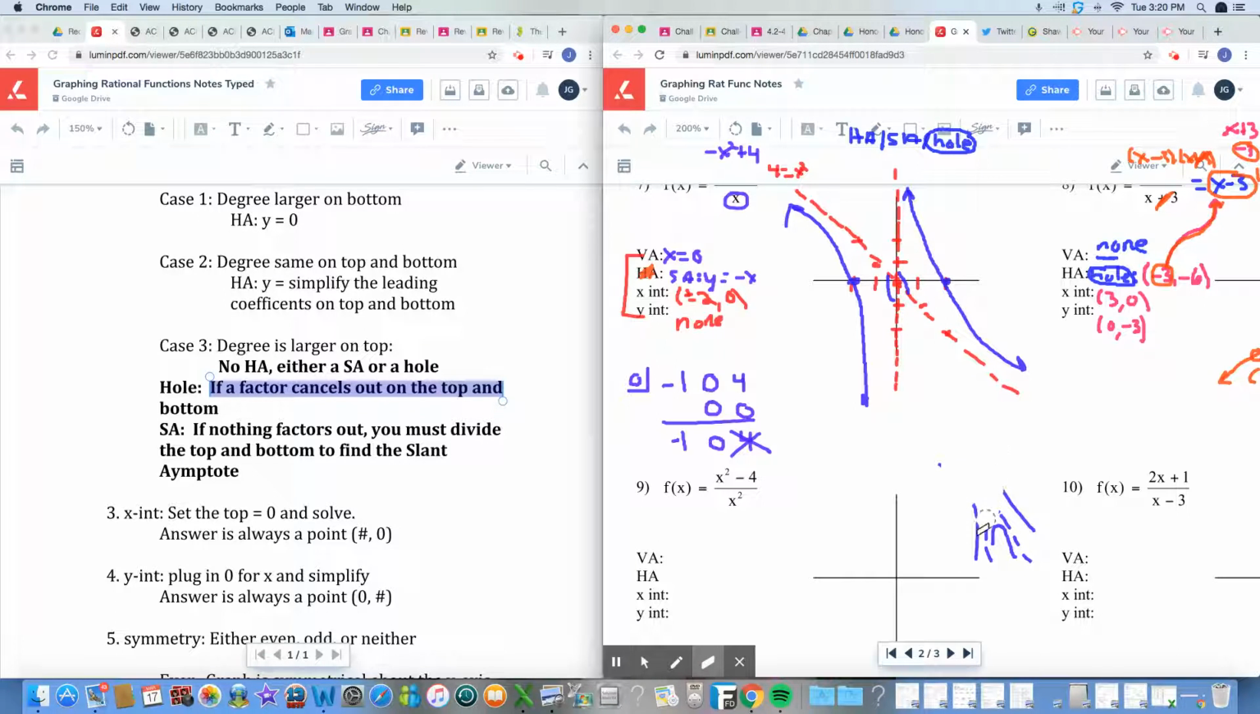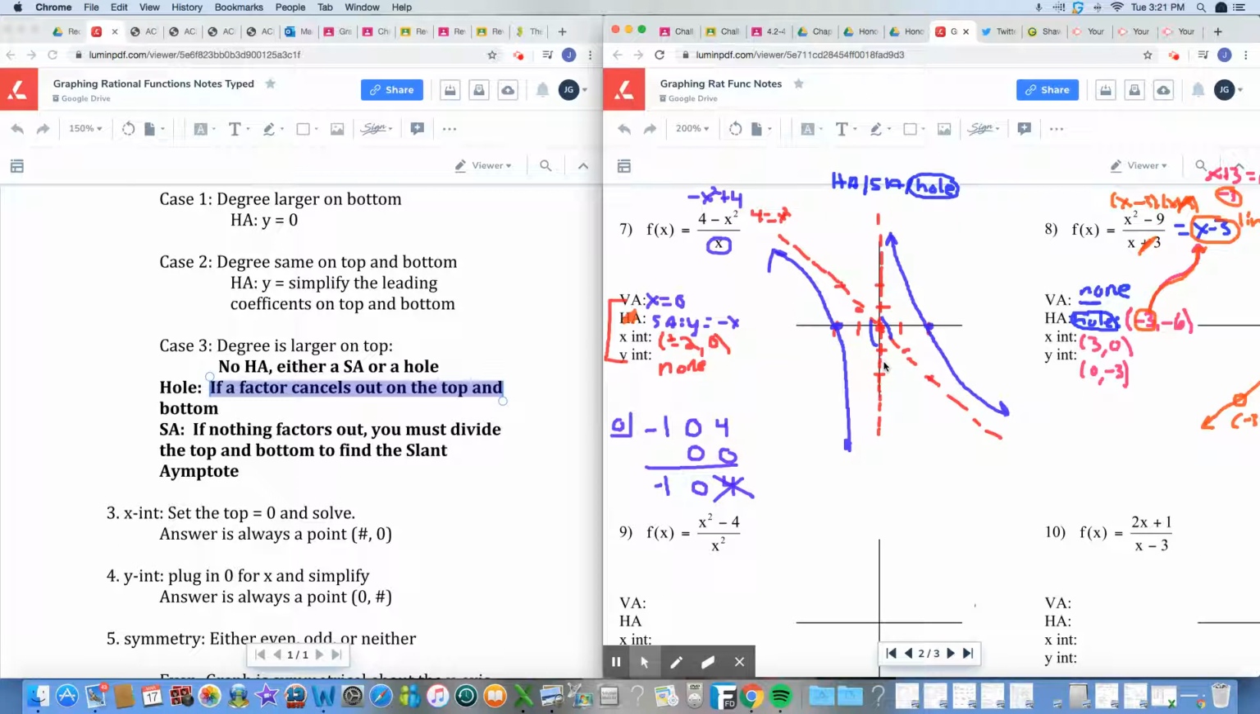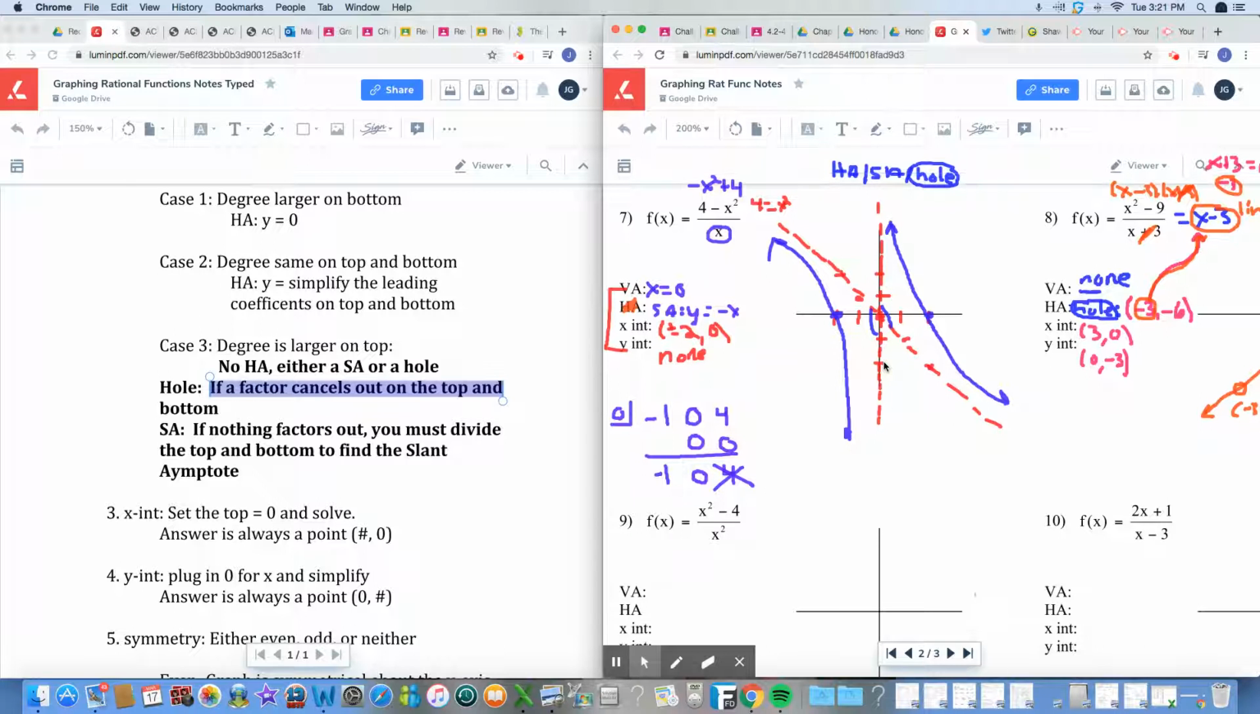All right. So if you look at this, do you think there's any symmetry in this? The answer to that would be no, because if I flip it, it's not the same graph, and if I rotate 180 degrees, it's not either. So there is no symmetry for this particular one. All right. So there's an example of a hole and a slant asymptote.